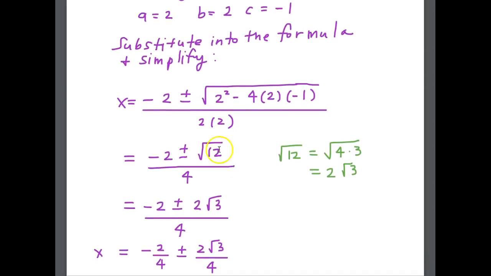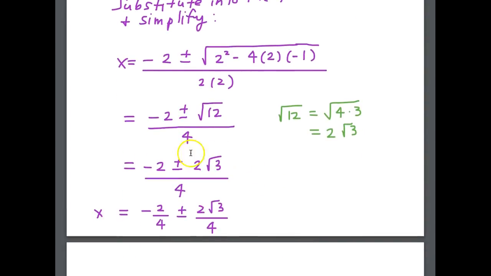Next, you want to simplify this. Use properties of square roots that you know. So the square root of 12 is the square root of 4 times 3, which is going to be 2 root 3. So we're going to write this as 2 root 3. Okay, next, if we want to simplify this part, you can think of this as a common denominator, so the 4 goes under the -2 and the 4 goes under the 2 root 3. So it looks like -2 over 4 plus or minus 2 root 3 over 4.